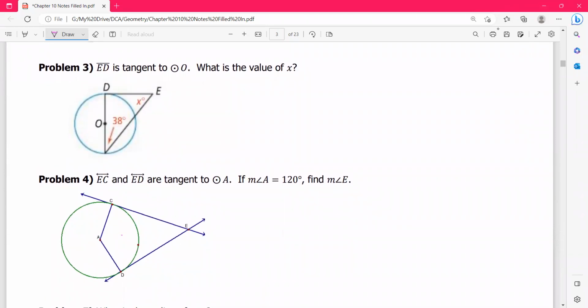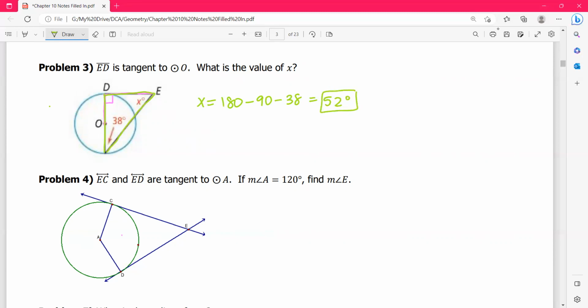Okay, so ED is tangent to circle O. As soon as I see that ED is tangent to circle O, I know I have a right angle, and we can draw that in. So then what is the value of x? Well, I see I've got a right triangle. We know the sum of the interior angles of a triangle is 180, right? We've learned that all year long. So I'm going to subtract 90 and 38 from that to get our angle x. And so we get angle x equals 52 degrees.